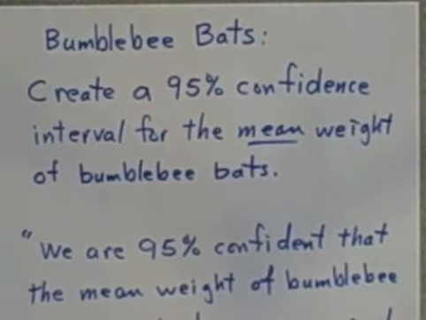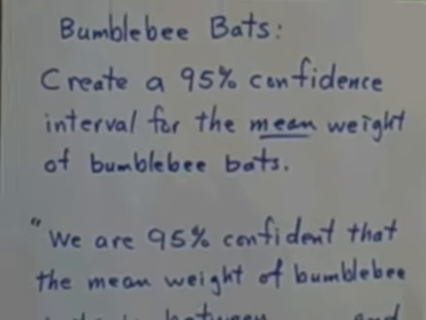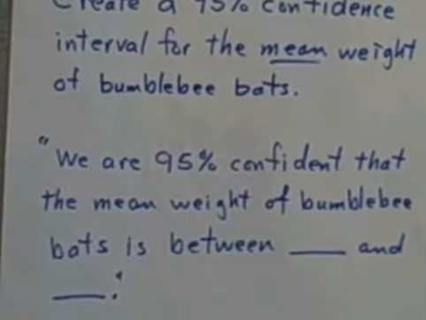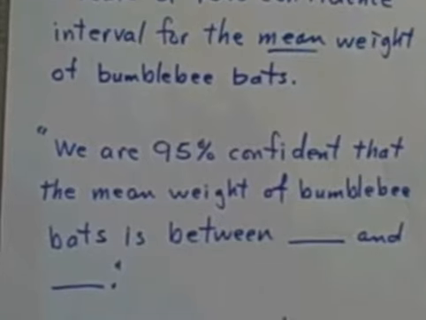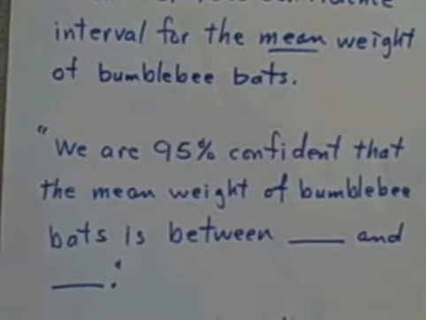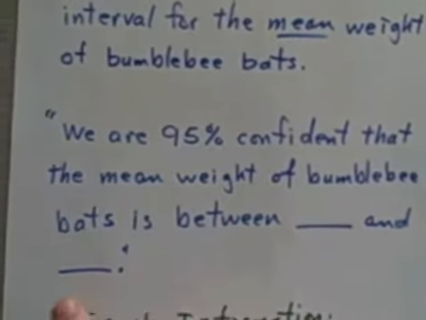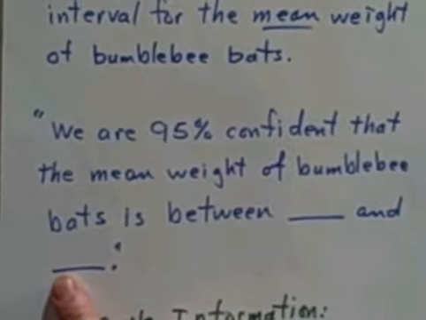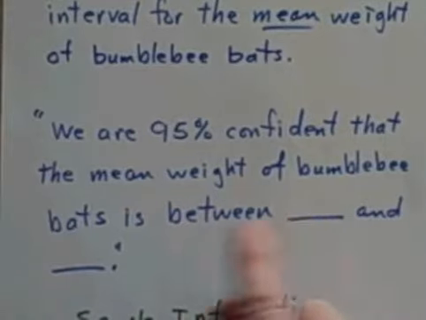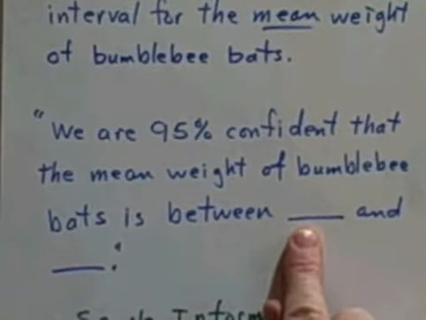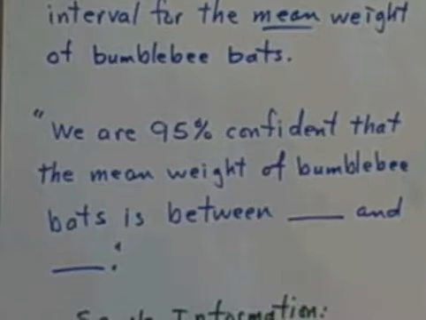We're going to create a 95% confidence interval for the mean weight of bumblebee bats. That is, the statement we're going to come up with is, we are 95% confident that the mean weight of bumblebee bats is between something and something. How are we going to form this something? Well, we're going to form a confidence interval based on our sample's mean and the margin of error.